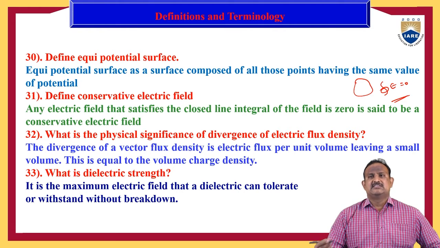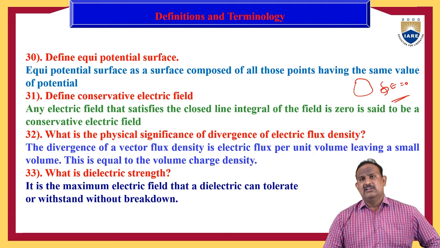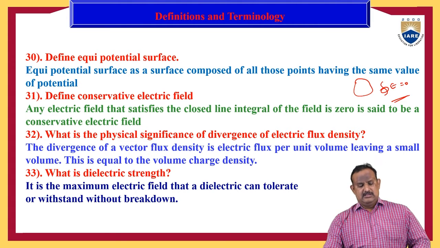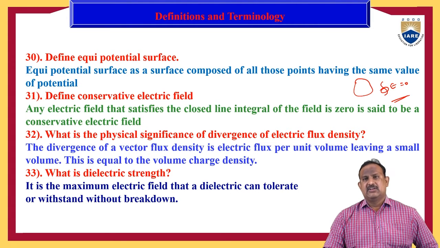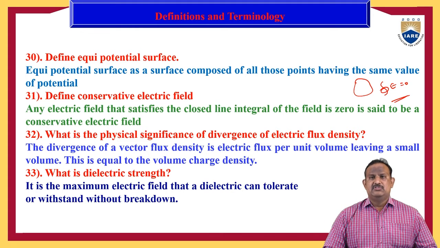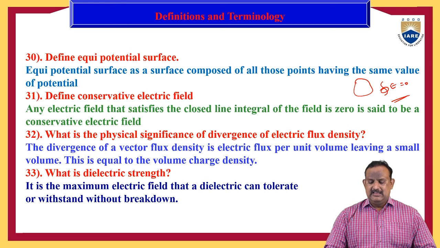So what is the physical significance of divergence of electric flux density? The divergence of the vector flux density is the electric flux per unit volume leaving a small volume. This is equal to the volume charge density. Next, what is the dielectric strength? It is the maximum electric field that a dielectric can withstand without breakdown, which is known as the dielectric strength.